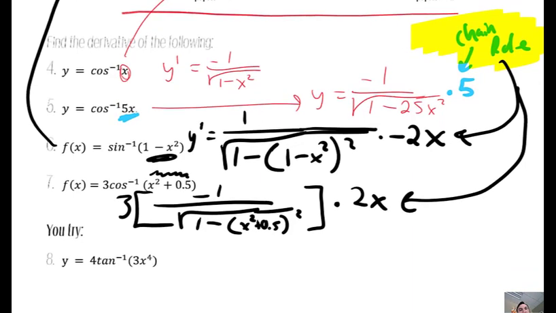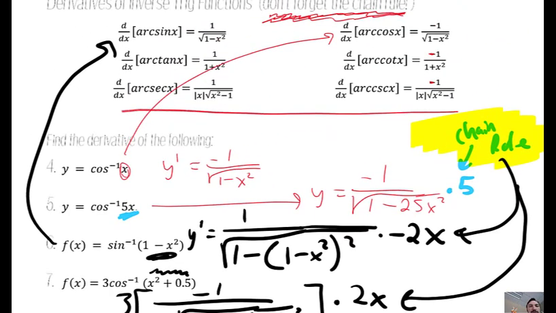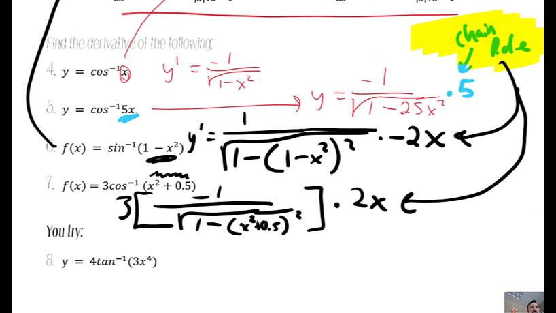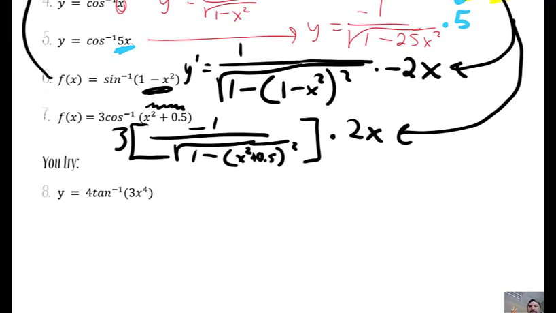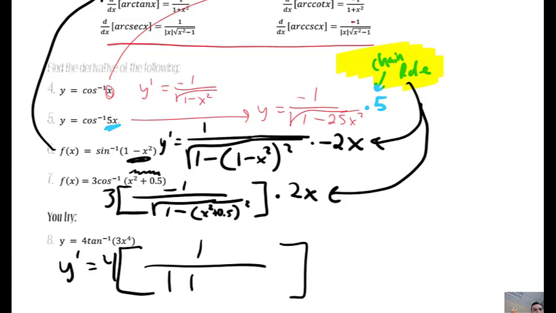But before we finish up here, go ahead and pause and try to apply the derivative of inverse tangent to question number 8 and see if you can come out with the right answer. All right, so derivative of 4 times inverse tangent, and inverse tangent is usually 1 over 1 plus x squared. Again, this is one of the most common ones that the AP test likes to ask, so make sure you know this one for sure.